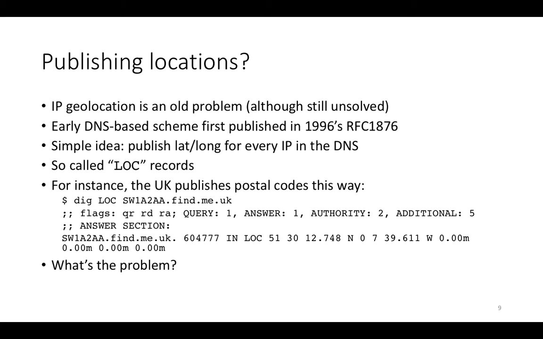And in fact, way back in 1996, RFC 1876 proposed using exactly this kind of a mechanism to publish latitude and longitude for every IP in the DNS. This RFC standardizes what's called a LOC or location record. As an example, the UK publishes postal codes this way. If I use dig and I ask for the LOC or location record of SW1A2AA, I actually get back a latitude and a longitude. So this seems great, but what's the problem with a technique like this?